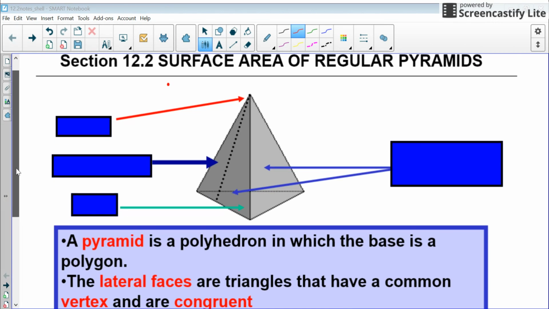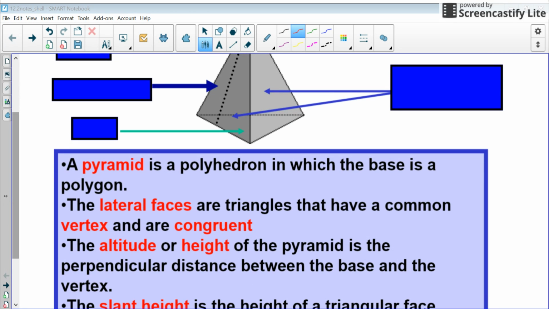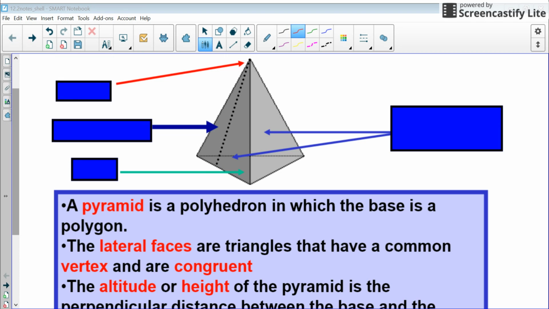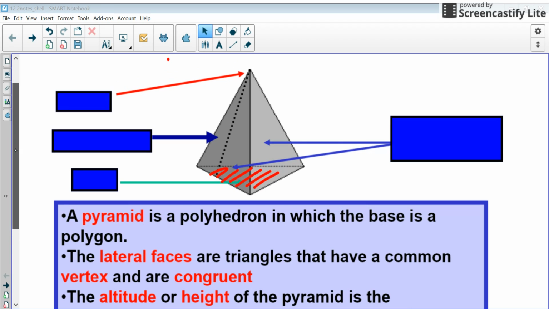So first off, definition. A pyramid is a polyhedron in which the base is a polygon. So our bottom base is going to be a polygon. This shape there is our base. We are going to be looking at regular pyramids, so whatever our base is going to be a regular polygon. So an equilateral triangle, a square, a regular pentagon. It's going to be some regular shape. So that is our base.